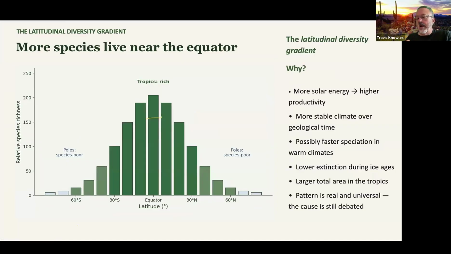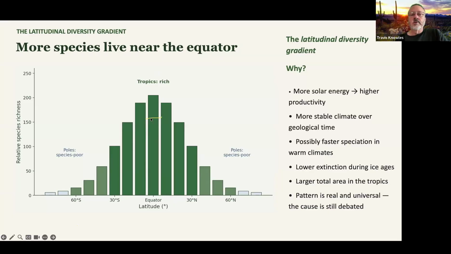This is a very important topic that we will discuss quite a bit when we're in class in North Carolina and in Ecuador. This is something that you should be familiar with. It's called the latitudinal diversity gradient. Okay, here's the take-home message. More species live near the equator. It almost doesn't matter what group of species you're talking about. It could be birds, it could be reptiles, it could be trees, it could be insects, you name it.